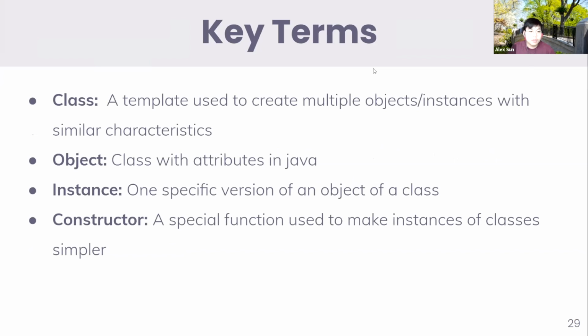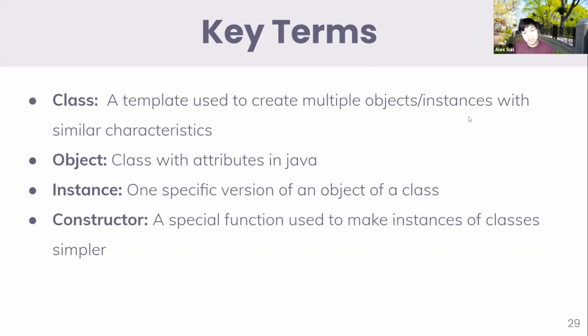So a class, I just like to think of it like a template, a blueprint. You can make multiple things of the same type. It's basically like defining a type. An object is basically a class, pretty boring.